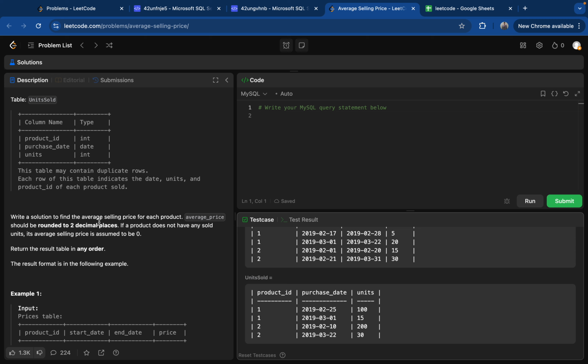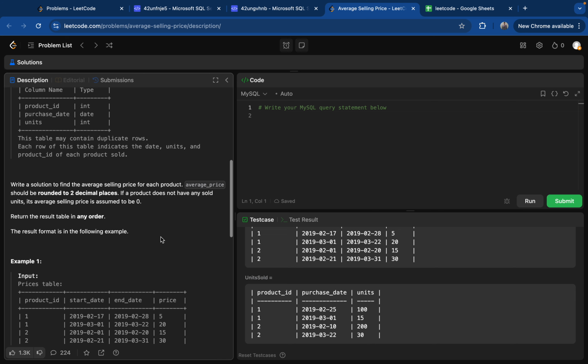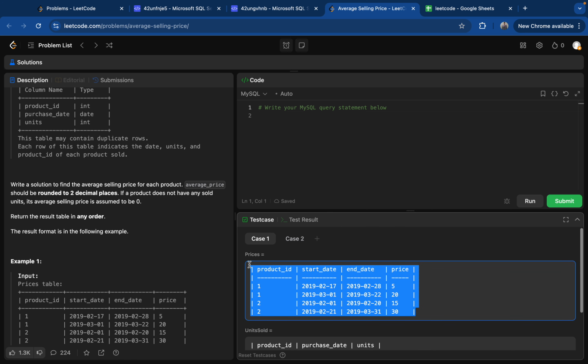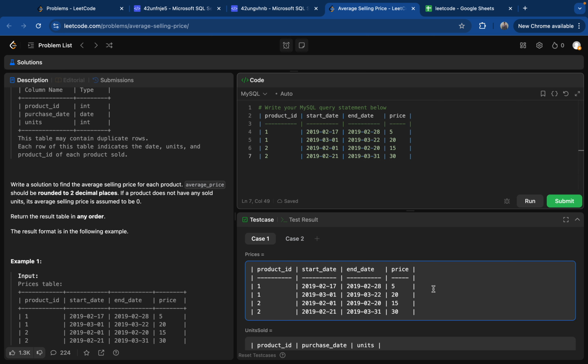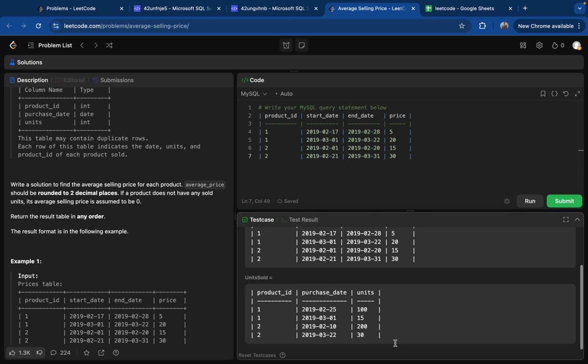Write a solution to find the average selling price for each product. Average price should be rounded to 2 decimal places. If a product does not have any sold units, its selling price is assumed to be 0. Okay, so now let's see this one. We have to figure out the average price for each product.